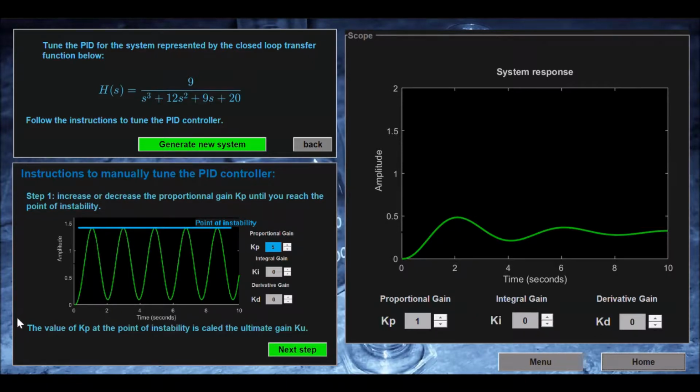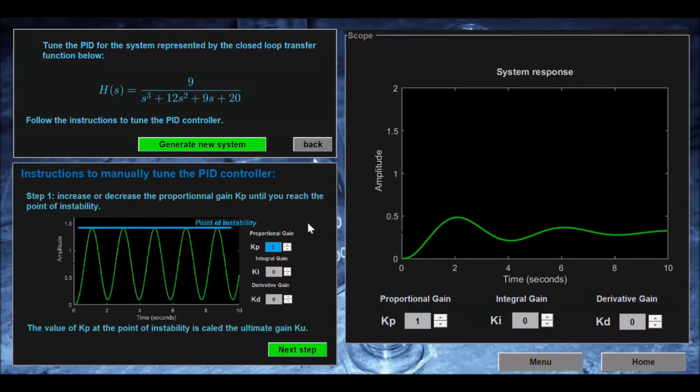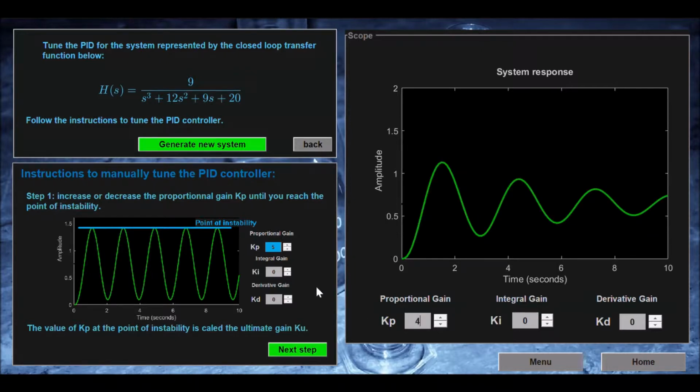On the left bottom corner of the screen, a reminder on how to manually tune a PID controller is given to the user with few steps. So we will use these steps to tune our system. The first step says we have to increase the proportional gain of the controller until we reach the instability point.